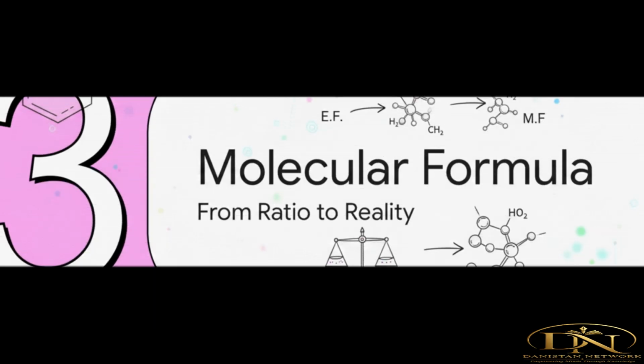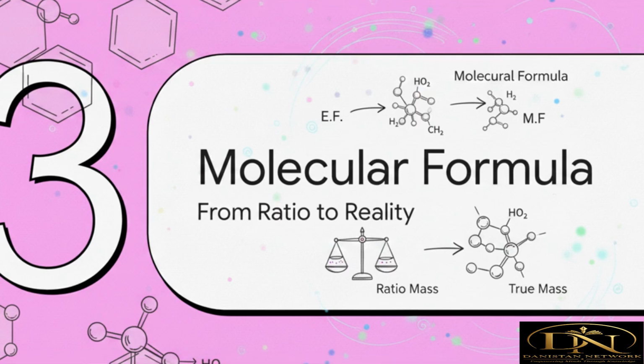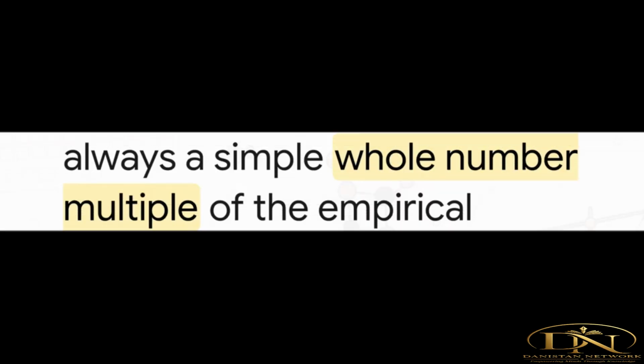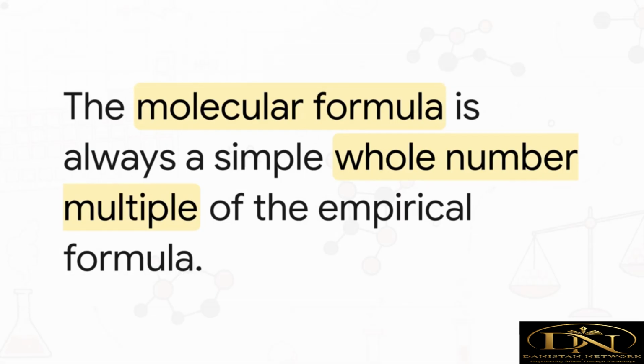And that brings us to our final section, finding the molecular formula. Now we're going to take that simplest ratio we just learned how to find and use it to figure out the true, complete formula of a molecule. This is the last piece of the puzzle. Here is the one key concept you need for this part. The molecular formula is always a simple whole number multiple of the empirical formula. It might be exactly the same, or it could be 2 times bigger, 3 times bigger, you get the idea.